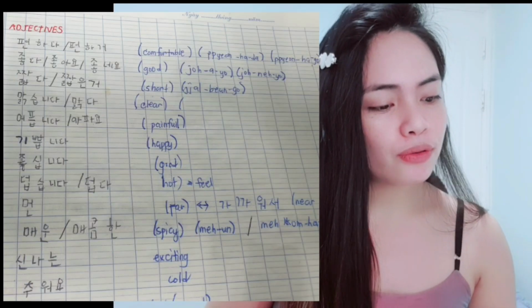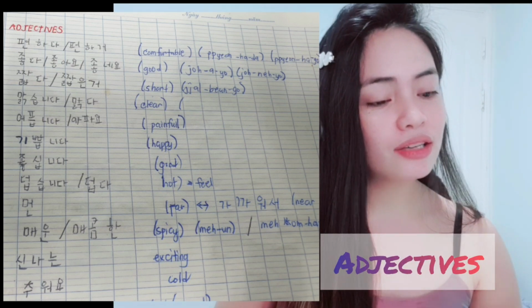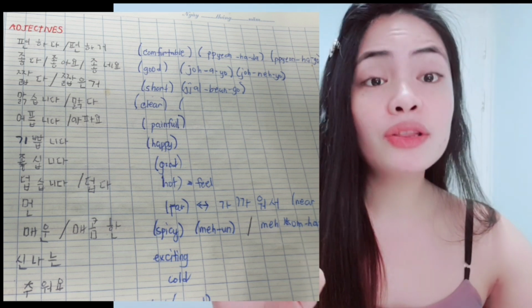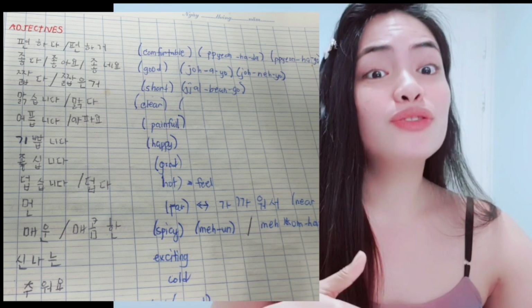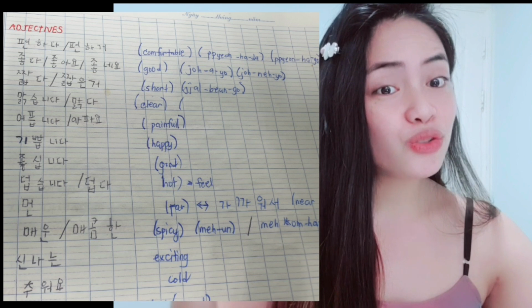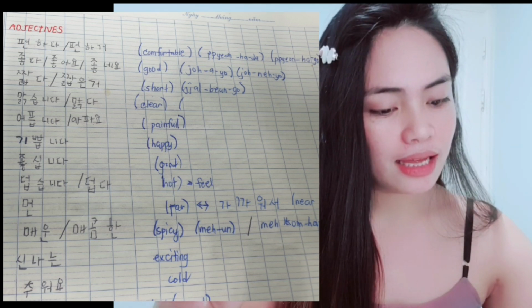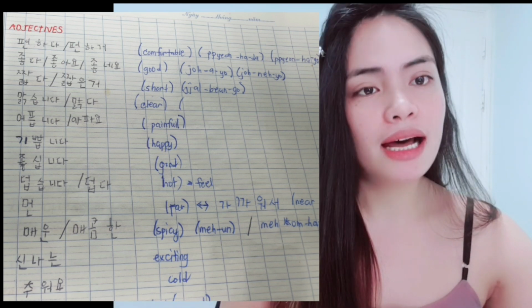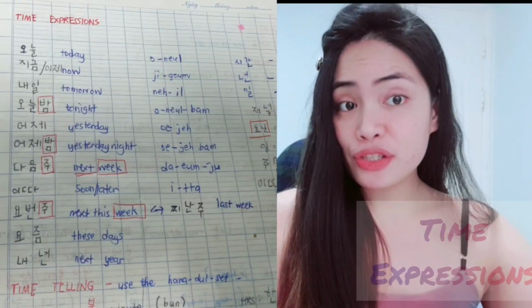You have to also learn the basic adjectives like comfortable. So we have 편하다 or comfortable. And good, 좋아요. And short, 짧다. Painful, 아픕니다 or 아프다.